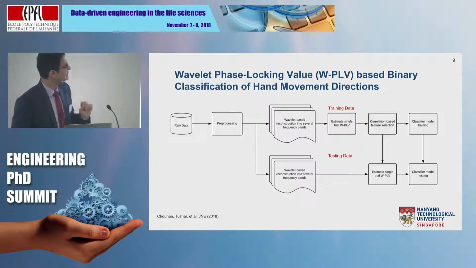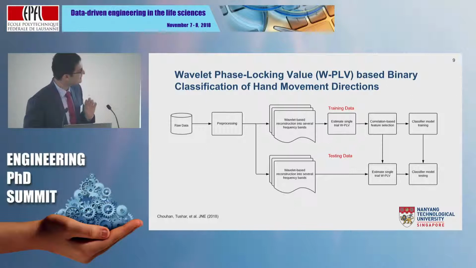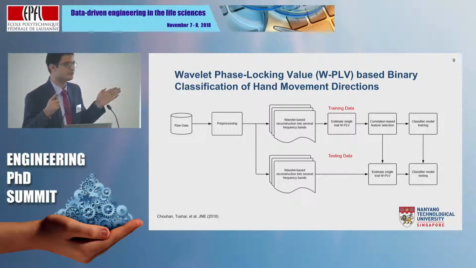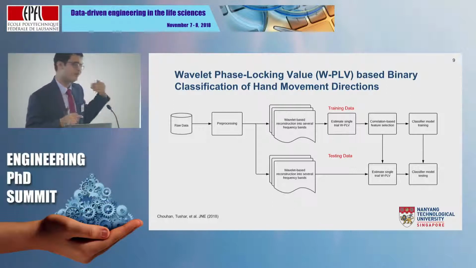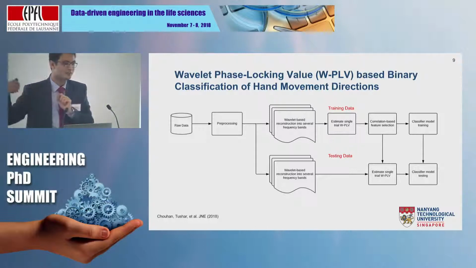So I would like to instead highlight 2 steps, which are really the heart and soul of this method. The first step is in the estimation of single trial WPLV. We use the samples within all the trials, and we average the values over it, and we get a single trial PLV, right? After that, we have to associate these brain graphs to different movement classes.